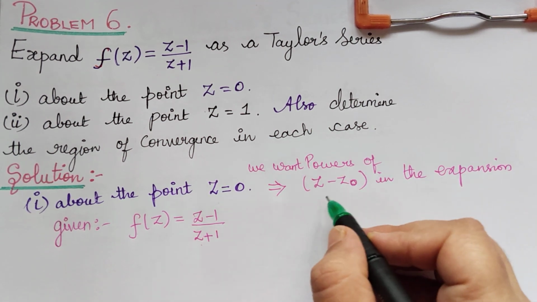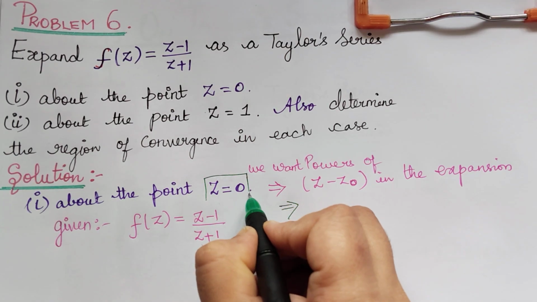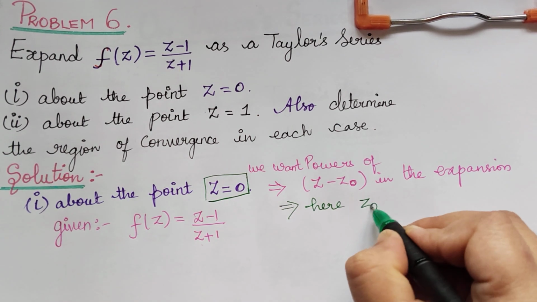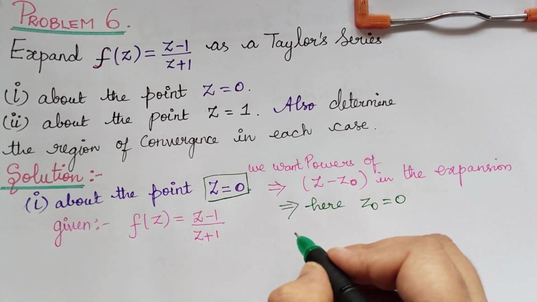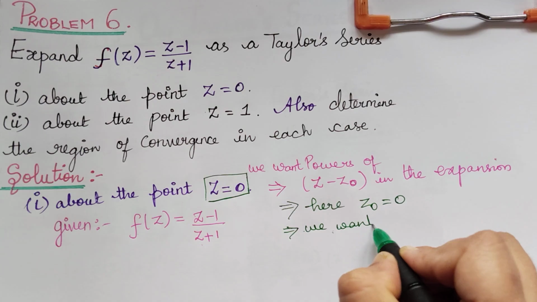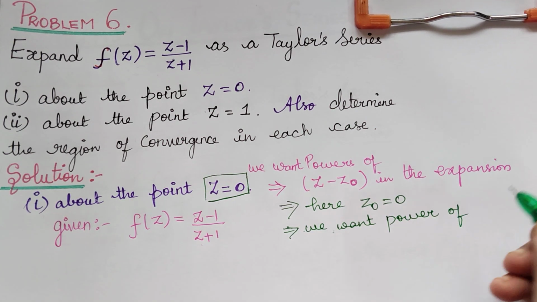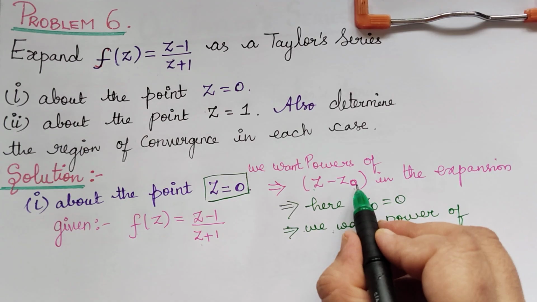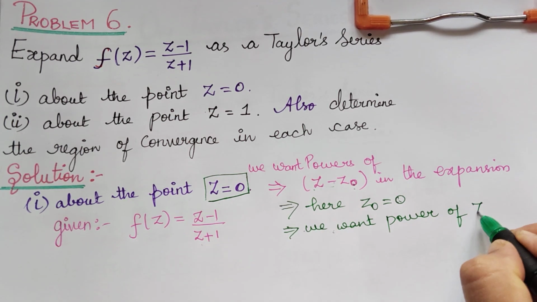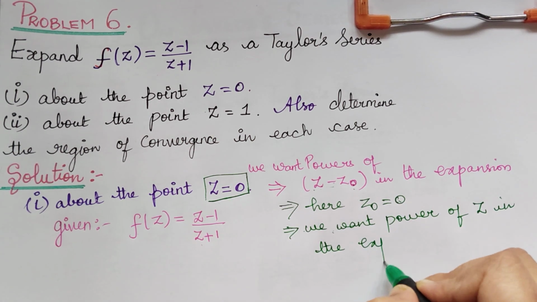If we want the powers of z minus z naught in the expansion, here the z naught is the point z equal to 0. So here z naught is equal to 0, which means that we want the powers of z minus z naught. If you put 0 here, it is z minus 0, which is z. So we want the powers of z in the expansion. So this is what is required.